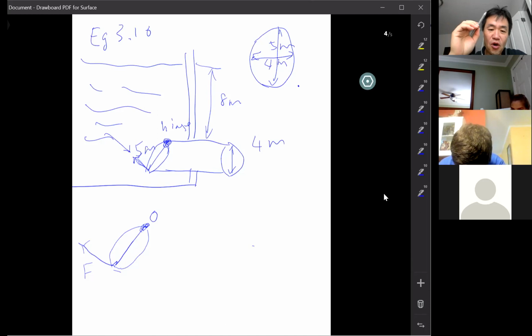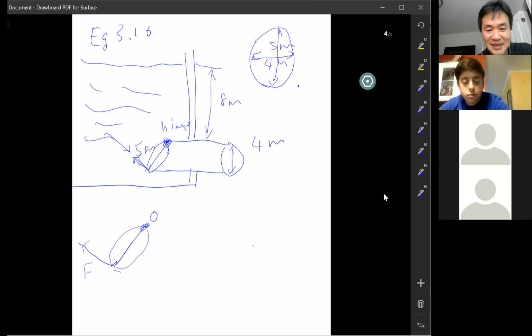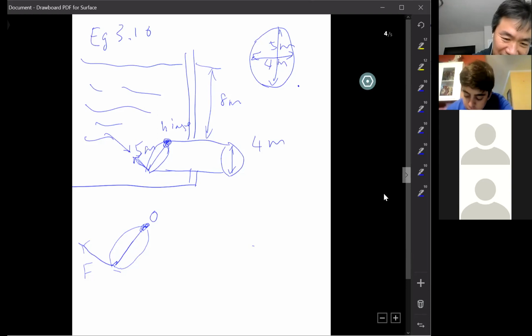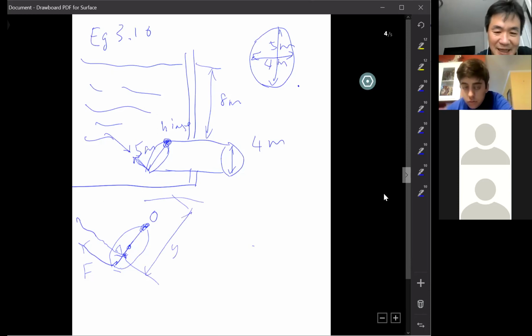Okay, where do you draw that big arrow? At the centroid or the center of pressure? Slightly below the centroid. That's right, slightly below the center. Both of you are right. You have to draw that force applied to the plate, slightly below the centroid. That distance from the point to the surface of the water will be YCP.